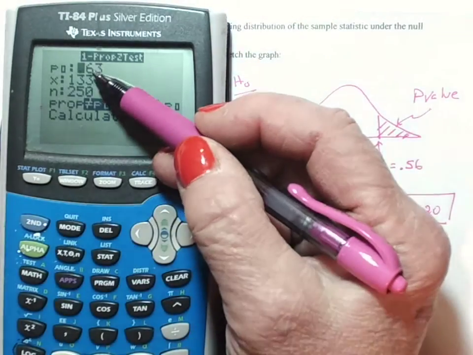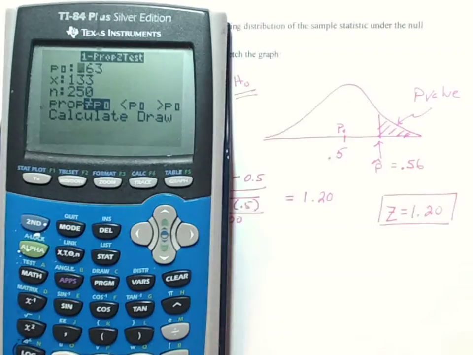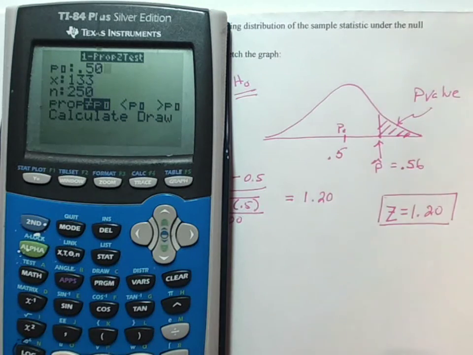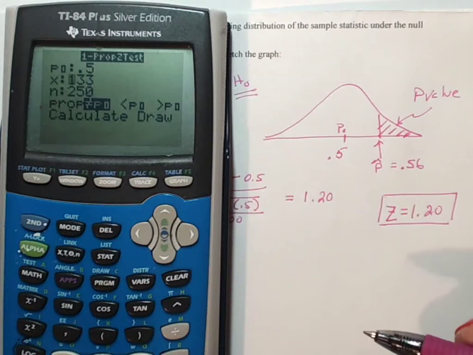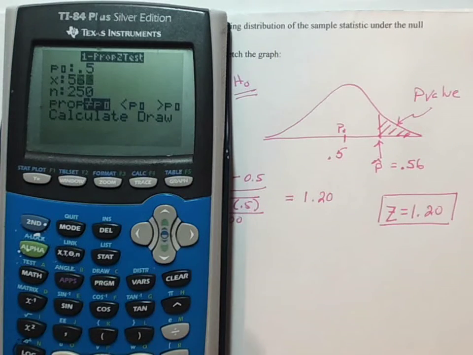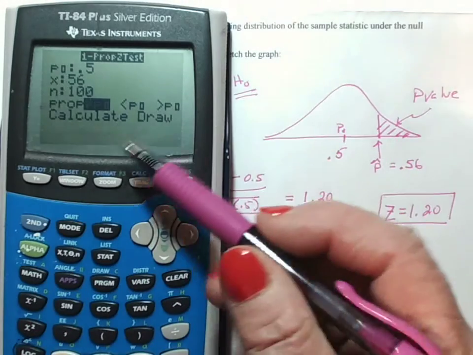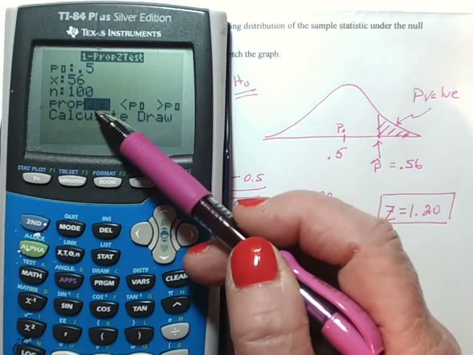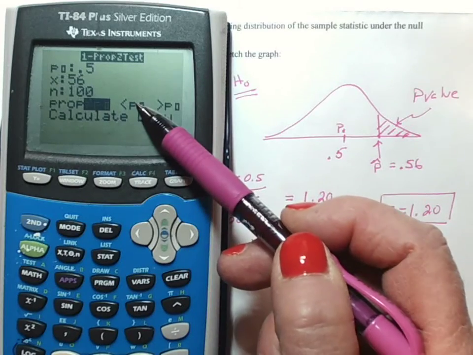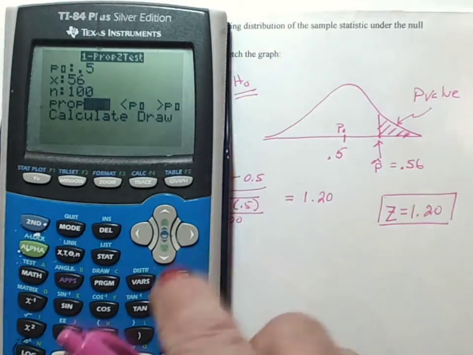The p naught, which is the null hypothesis, we said is, well, we hope that Jack gets more than 50% of the votes. X was the number of votes yes, which was 56. Okay. The sample size was 100. Now you have three choices here. This is going to be a two-sided test. This is a left-sided test. This is a right-sided test.